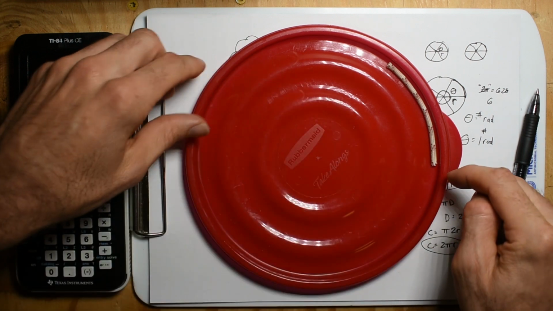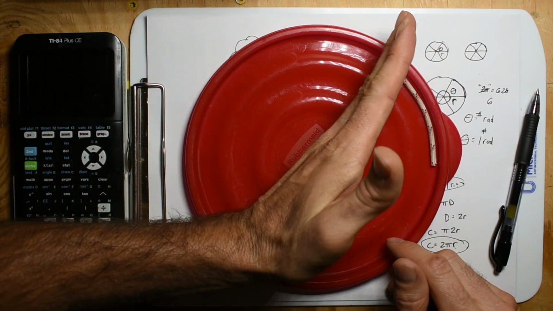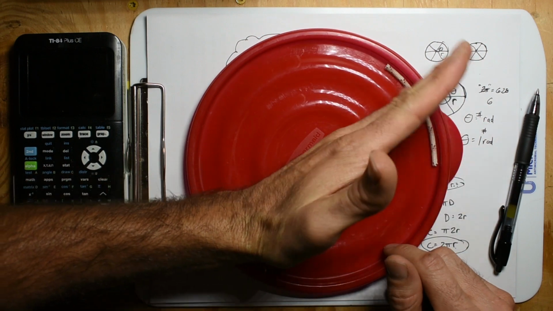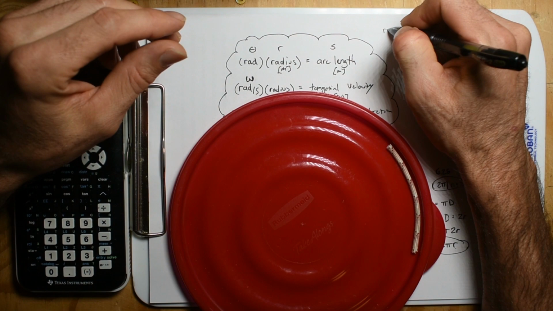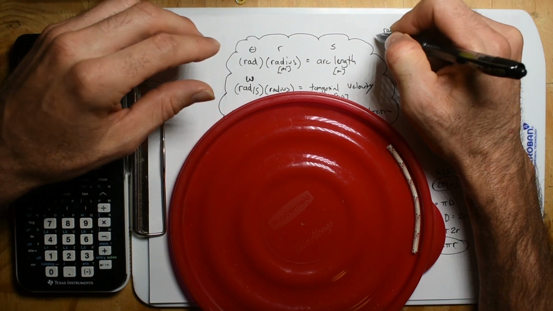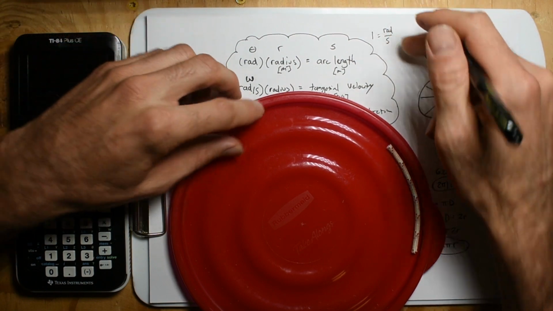And what we did right there is we just found the angular speed. So in this 1 second, we got to there. And what's the units on angular speed? It's radians per second, and we're doing 1 of those. So 1 radian per second.